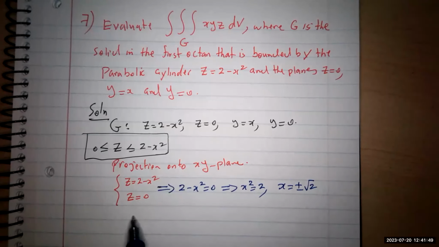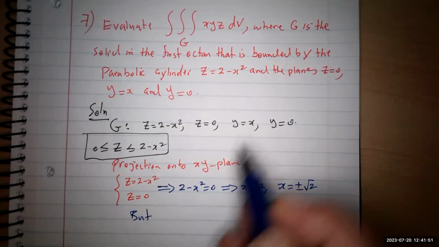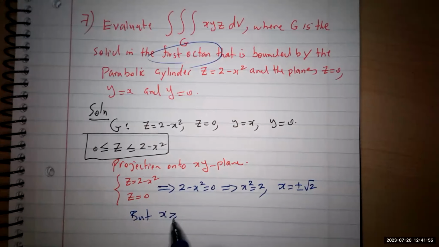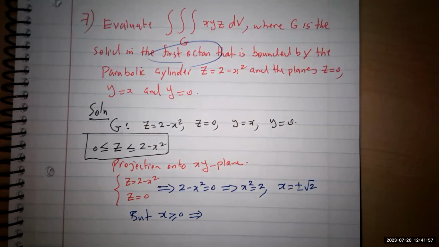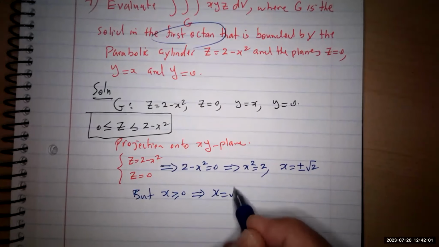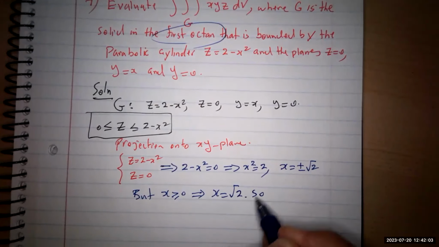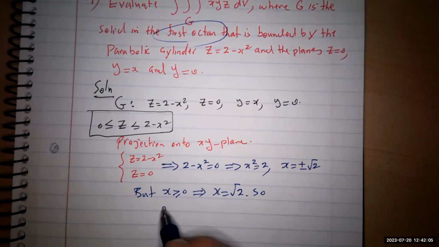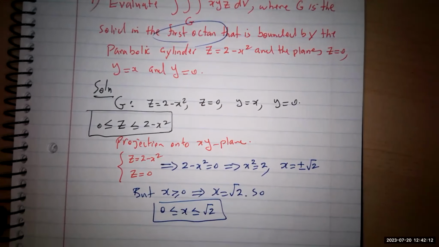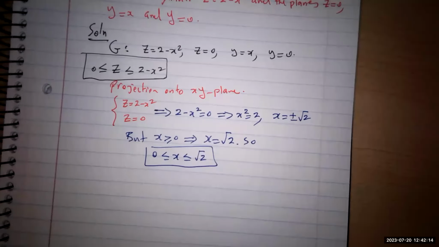But remember, you are in the first octant, everything positive. But X is positive, so this means you are going to pick only X equal to radical 2. And so the limit for the X are going to be between 0 and radical 2. So that's going to be your X. Okay, any question?